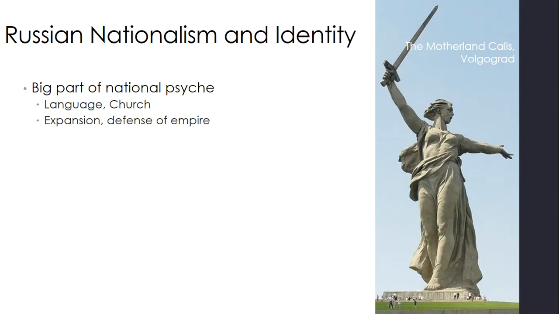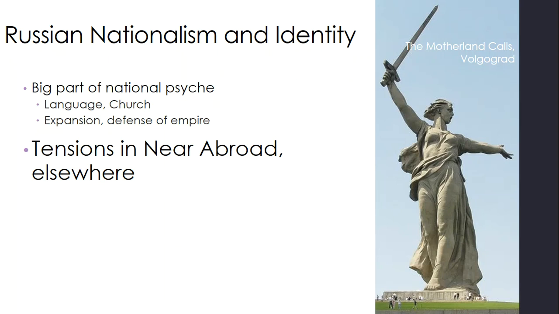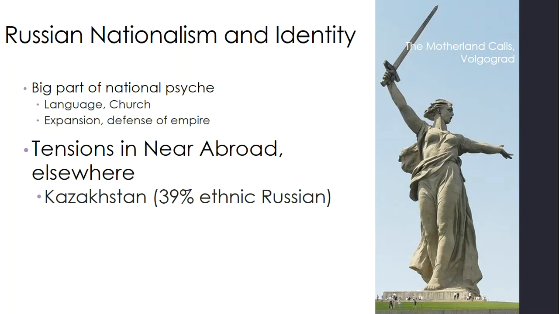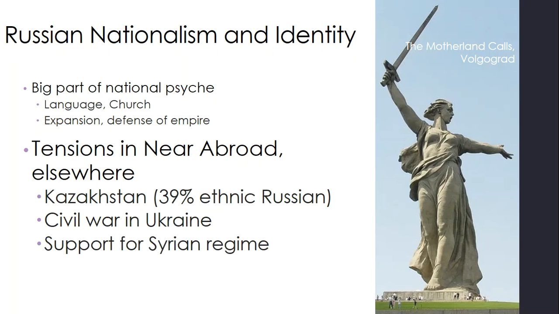There is a lot of push in Russia to expand their borders, such as what happened with Crimea, because they feel like there are parts that should belong to Russia that do not, and definitely this strong defense of the empire. So there's a lot of tensions in the near abroad because of this. Several states are almost like puppet states of Russia, while other ones are strongly pushing back against them. And so in places like Kazakhstan, where you have a 39% ethnic Russian population, there can be a lot of civil unrest because of that. We had a civil war in Ukraine because of Crimea.